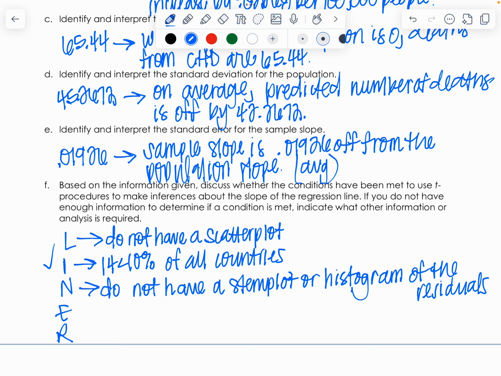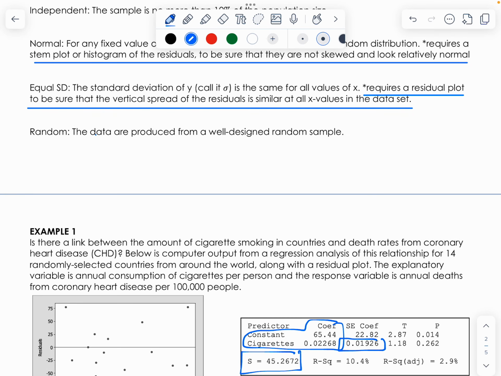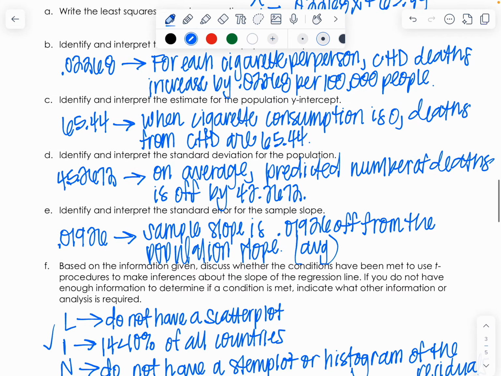All right, now, E, equal standard deviation. So remember, for E you have to have a residual plot, which we have, that shows the vertical spread of the residuals is similar for all X values. So all of these are balanced, right? And that is true because in this case, we've got a variety of vertical distances where we've got both positives and negatives. So they are balanced out.